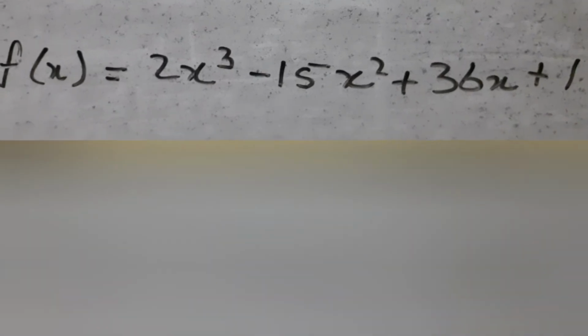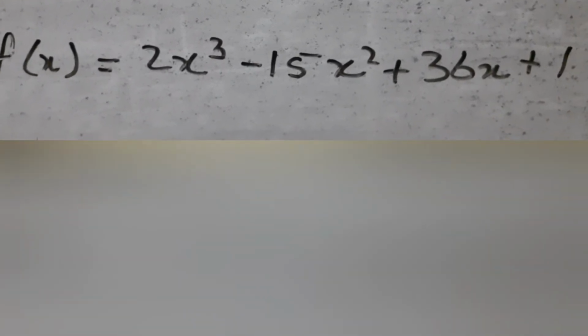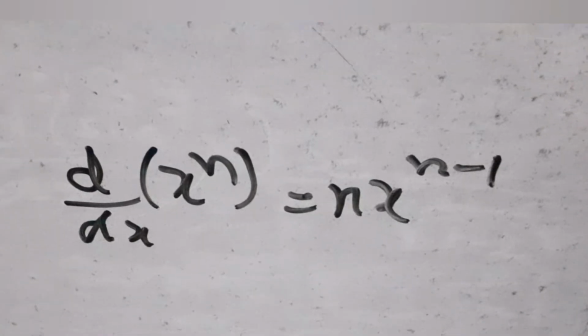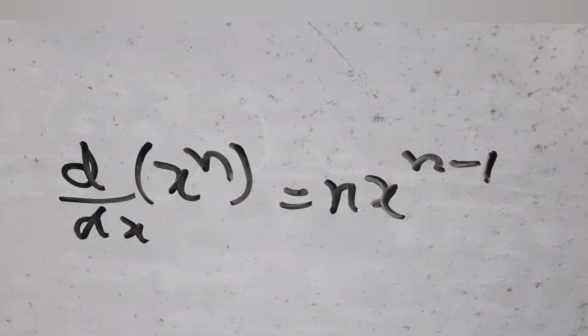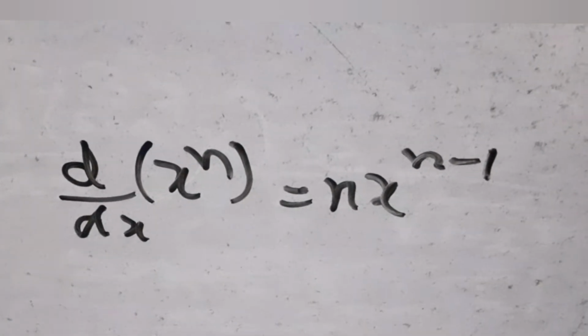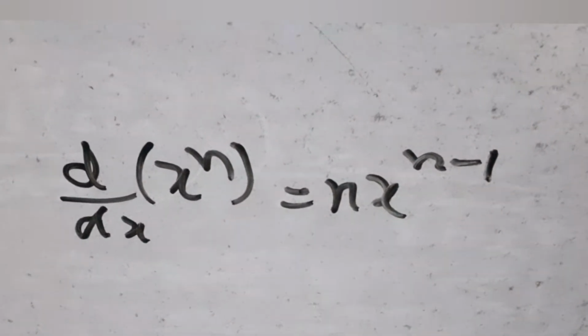Use the given value of f of x to find its derivative f dash x. So d by dx of x cube will be 3x square, d by dx of x square will be 2x, d by dx of x will be 1, and d by dx of a constant will be 0.